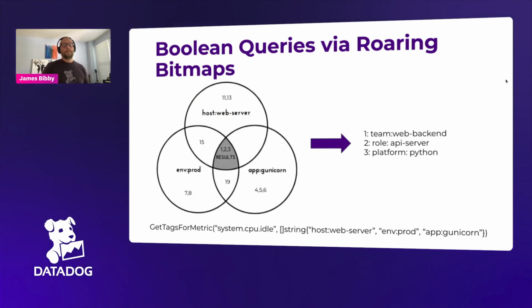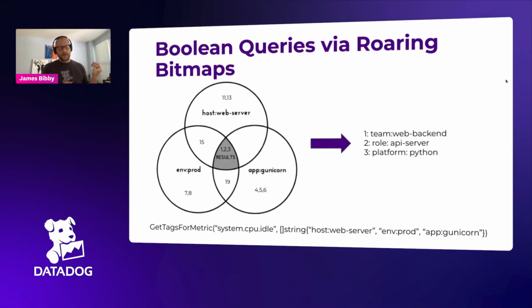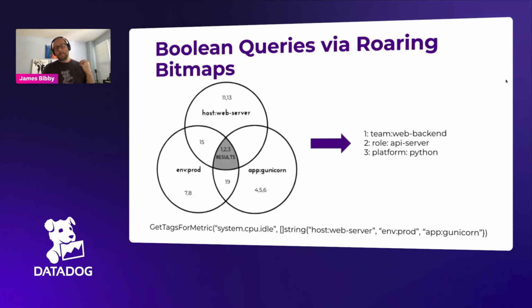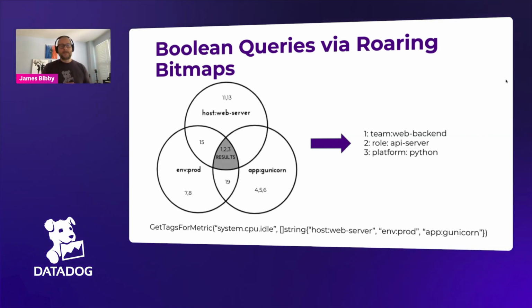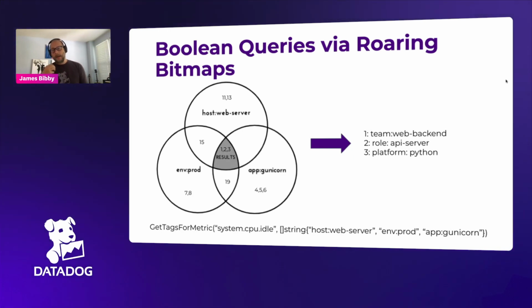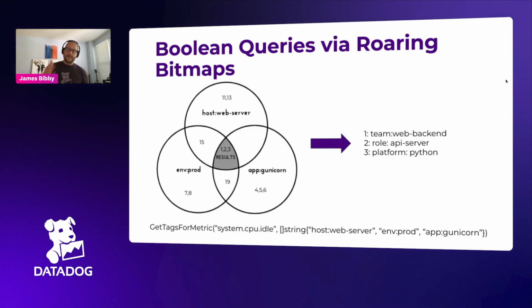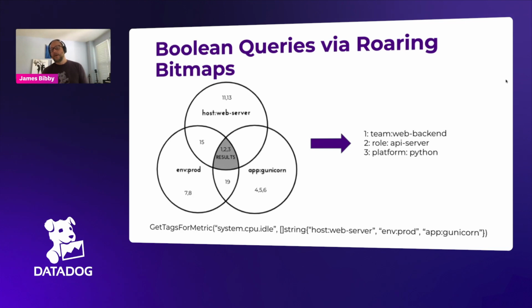So if we get a query that says, I want to see for this metric, for this time frame, which tags were seen with env:prod and host:webserver and app:unicorn, we go and get the roaring bitmaps for each of those, and we can do simple Boolean logic and just ask roaring to, let's say, do an AND across those three bitmaps. That returns us the tag IDs that have been seen with all three of those tags in that time frame, and we get this result of team:web-backend, role:api-server, and platform:python.